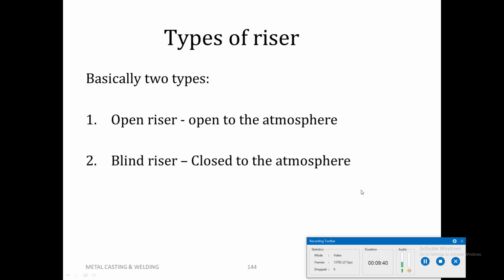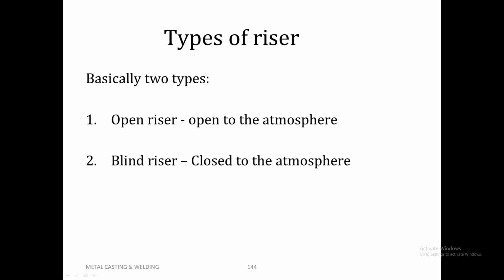Next, the types of riser. So basically there are two types of risers. One is an open riser. Open riser, by its name, means it is open to the atmosphere. And blind riser, again by its name, means it is not open to the atmosphere. Open riser is open to the atmosphere. Blind riser is closed to the atmosphere, or not visible to the surface.